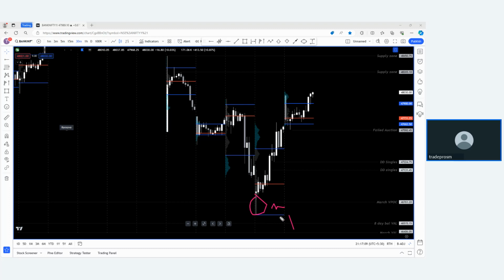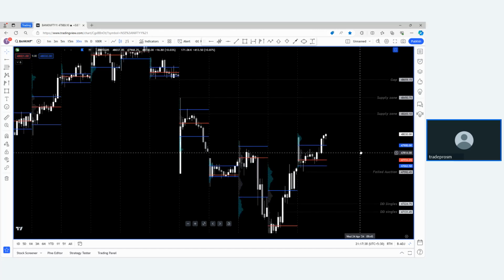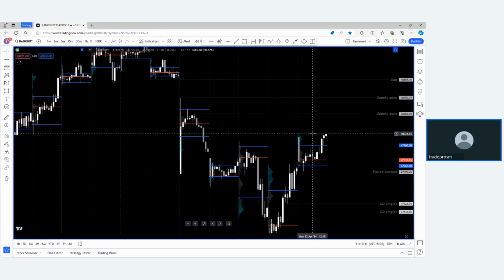But before getting acceptance into this tail, we had this double distribution singles to act as a support. Even if price drops, this area will be considered an important support, and buying could come from these levels. If this level is also taken out, then we are looking to find support at this tail zone. So nothing happened. Such kind of activity didn't happen, and the market gave a failed auction, and then it started to close as a neutral extreme update.